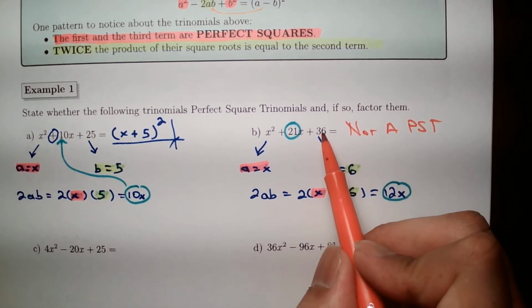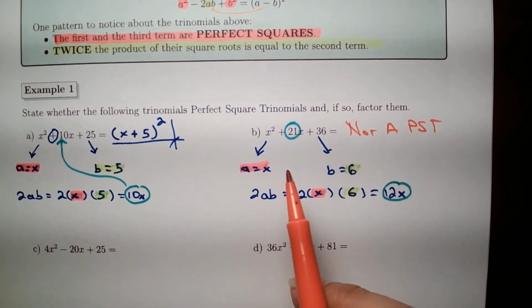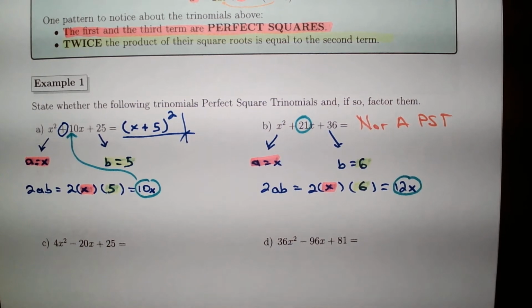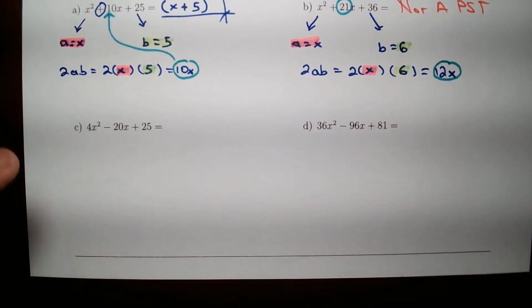Factors of 36 that add up to 21, I don't think there are any. But that's not the point of this section. The point of this section is to identify perfect square trinomials, and if they are, then factor them that way. Let's look at another example.